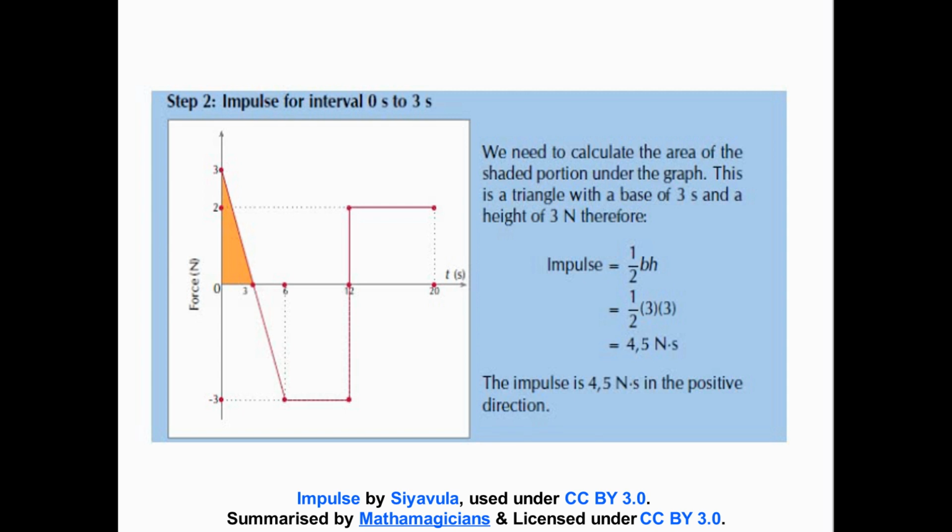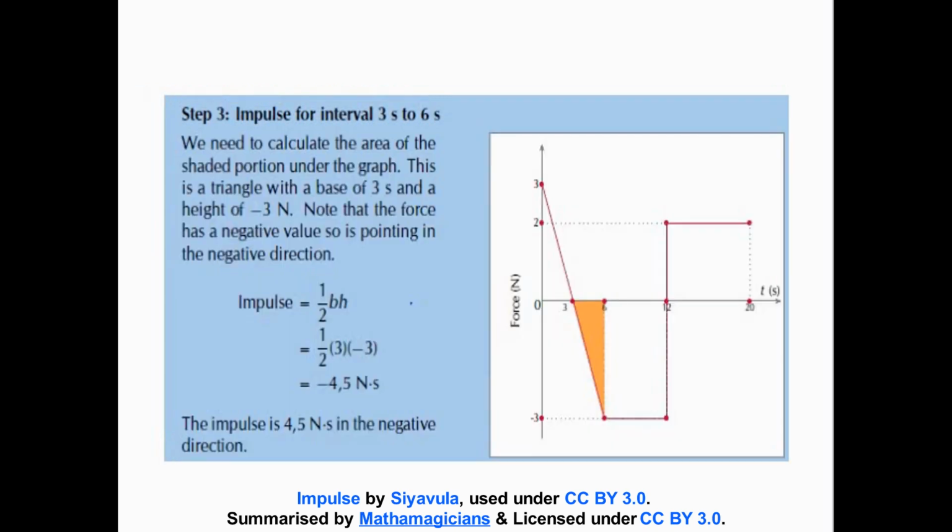Let's calculate the impulse for the second interval, which is from 3 to 6 seconds. Now this is a negative. We need to calculate the area of the shaded portion under the graph. This is also a triangle with a base of 3 seconds because 6 minus 3 is 3.